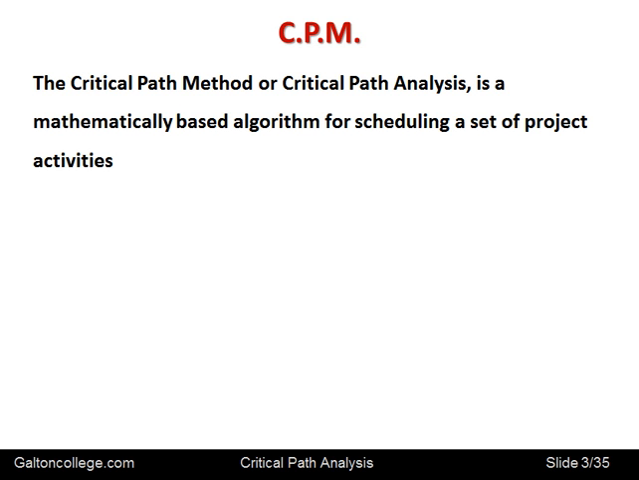Now, the critical path method is a mathematically based algorithm for scheduling a set of project activities. So the project activities are all set out according to some algorithm. They're calculated on the basis of some calculation. And that's what the critical path method is. It gives us a method for calculating the various activities, the sequence of the activities, and the relationships between the activities. Once we know those, we can calculate which activities are critical, which are not so critical.